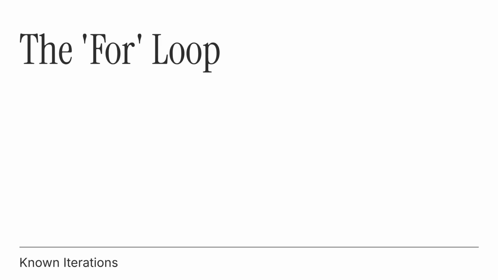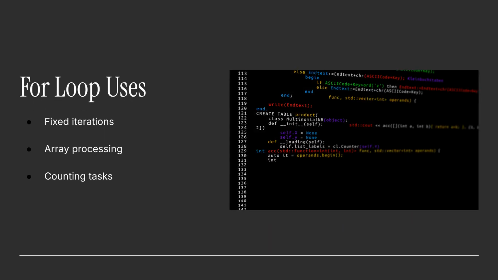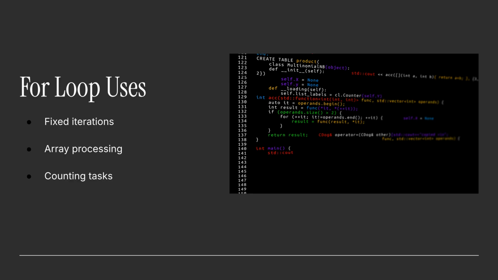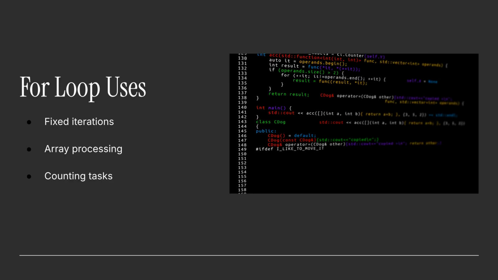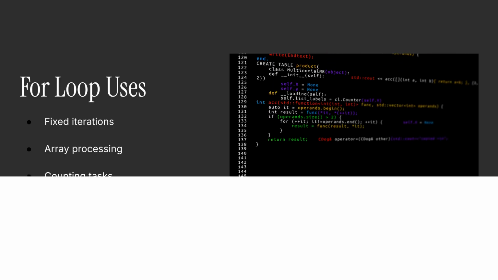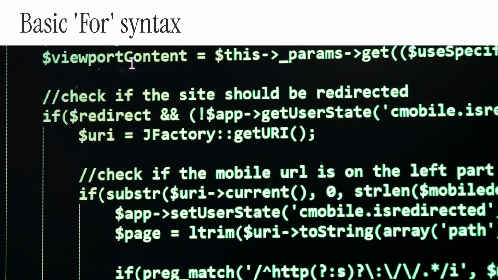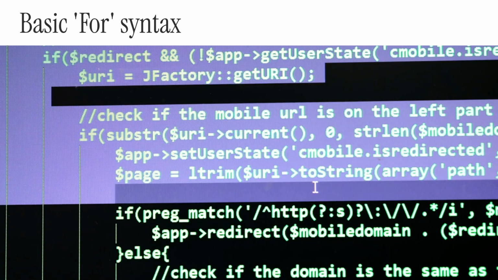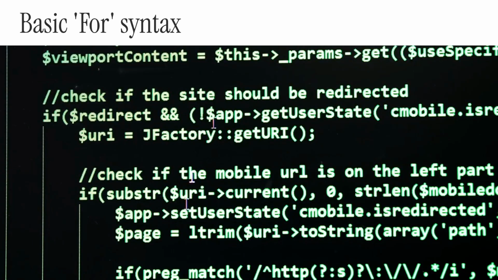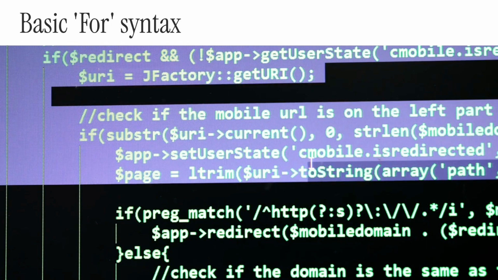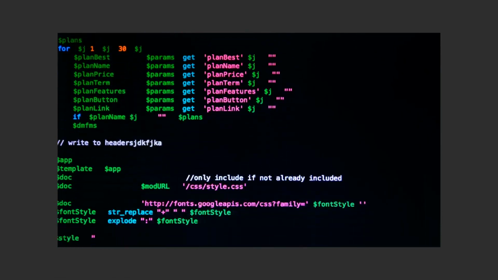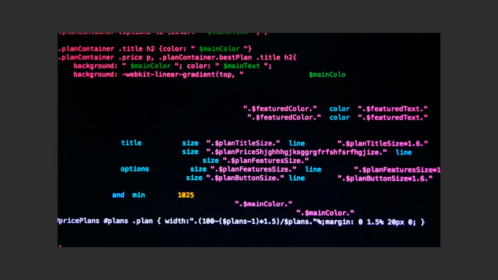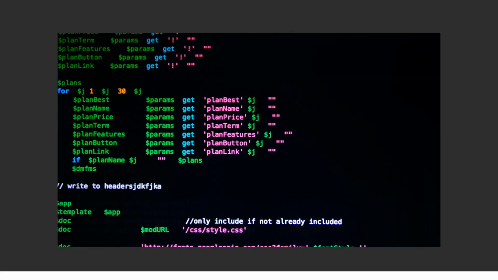Let's begin with the for loop, which is ideal when you know exactly how many times you want to iterate or repeat a block of code. The for loop is typically used for fixed iterations, such as processing elements in an array or executing a task a predetermined number of times. The basic syntax of a for loop includes three main components: initialization, a condition to check for each iteration, and an expression for incrementing or decrementing the counter. Here's an example of a for loop in action. Imagine iterating through a list of items to apply a specific action to each one efficiently.